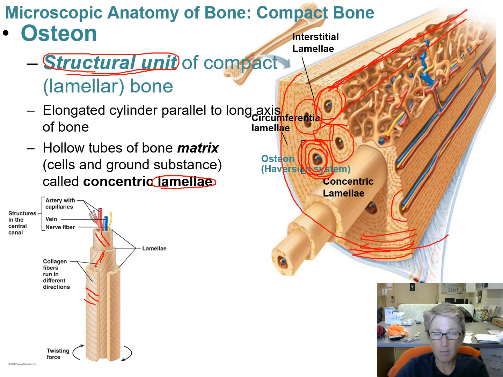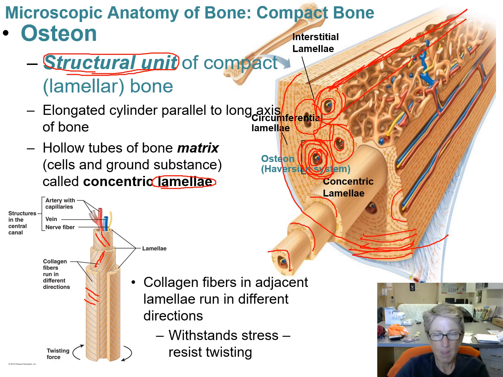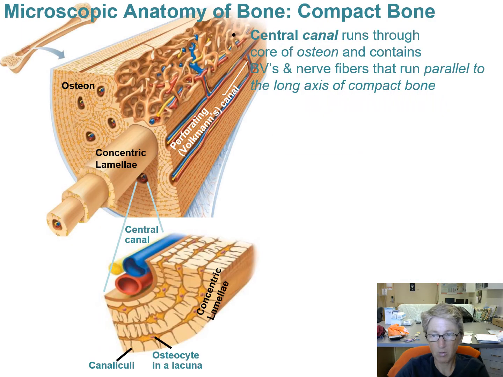Oh, and then in this center part here, this is called the central canal. So these are central canals of the osteon. And then here's concentric lamellae as well. It shows it here. And then they pull out the next concentric plate, and the next concentric plate here to show you. The collagen fibers of the concentric lamellae run in different directions to help the bone withstand stress.